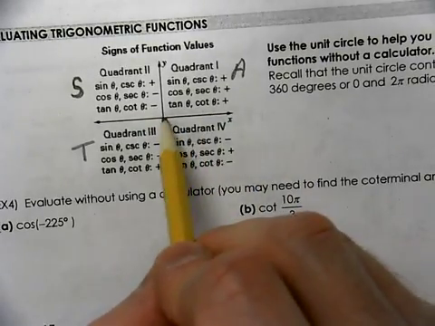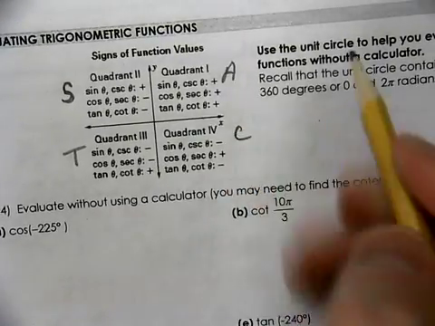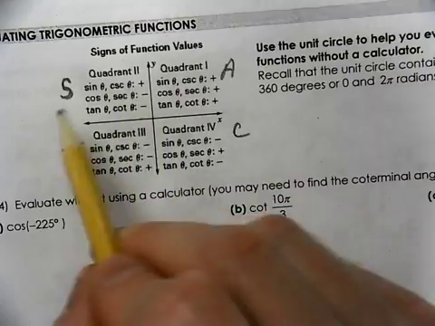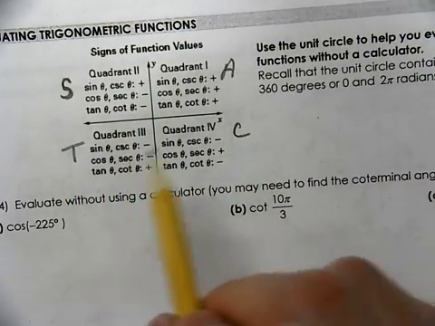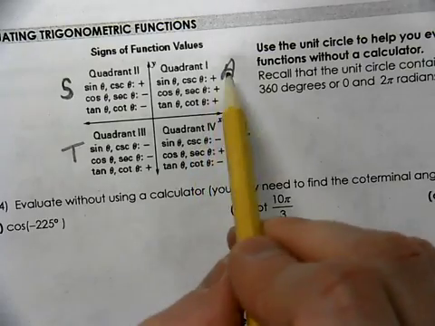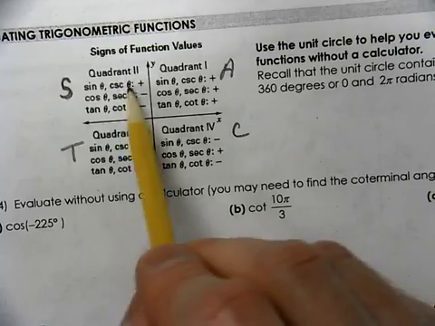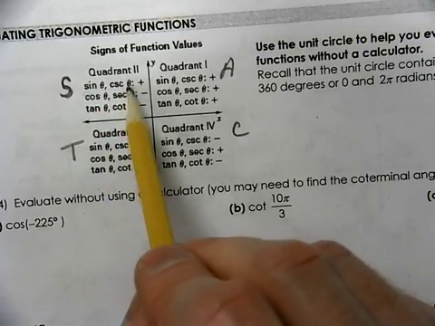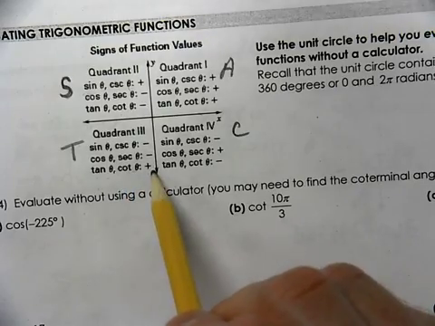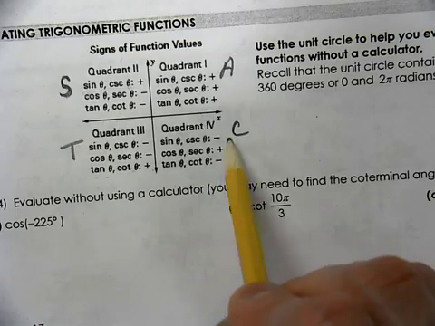To the right is the only values that are positive in the fourth. So we often call this all students take calculus. That helps you remember which trig function is a positive value in which quadrant. All of them are positive in the first quadrant. Sine and its reciprocal are positive in the second. Tangent and its reciprocal are positive in the third. And cosine and its reciprocal are positive in the fourth.